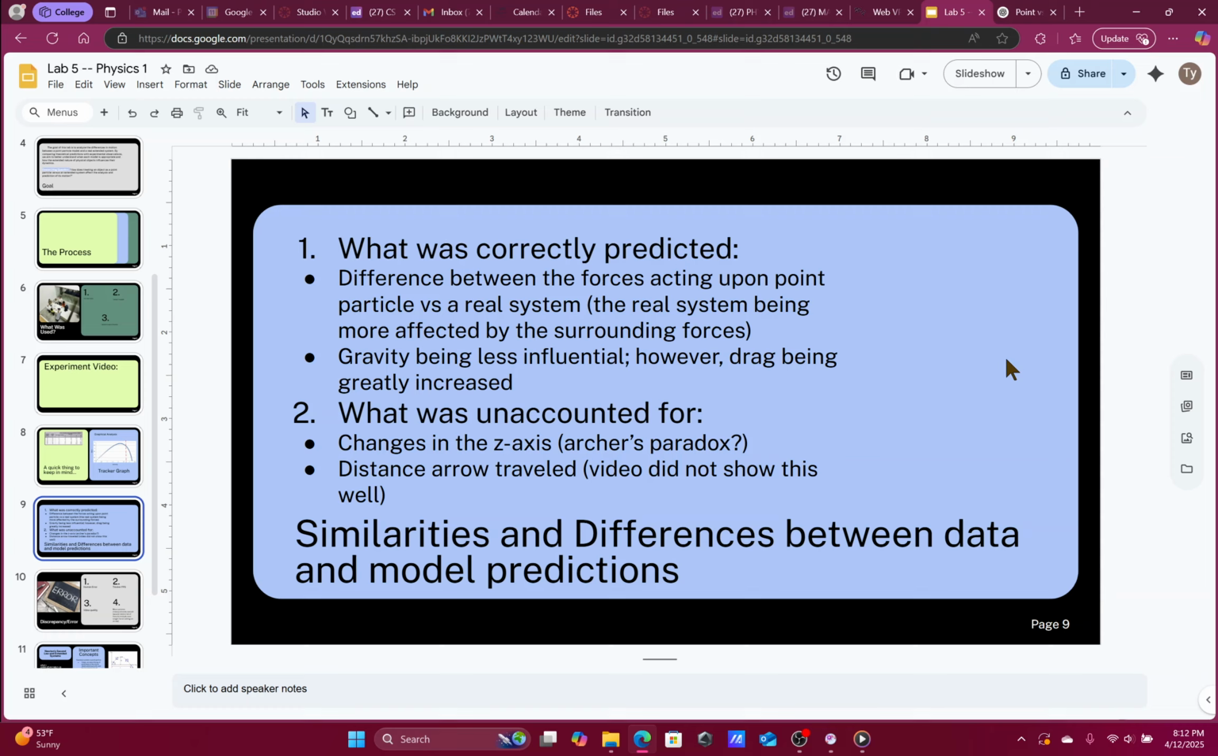What was unaccounted for? The changes in the z-hat axis. It was very hard to see in the video, but the arrow was pointed a little bit away from the bow, so it was almost as if the arrow was being shot a little away from you. It shows that better in another view, but also Archer's paradox is included. Archer's paradox is basically when the arrow is leaving the bow, it has a little wobble to it, so it almost looks like a little sine wave oscillating. I can't really account for that with such little distance and with a video that's not pointed from straight above. That can cause a lot of differences too. And then, like I said, the distance traveled, because the video didn't show the entire field.